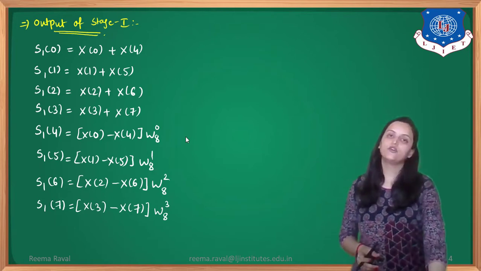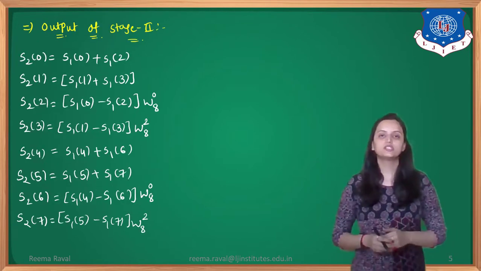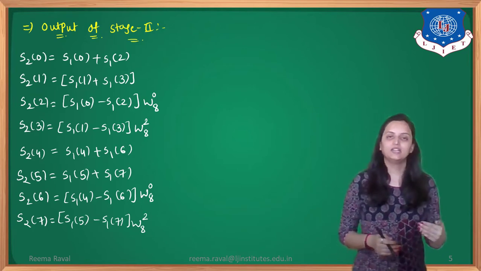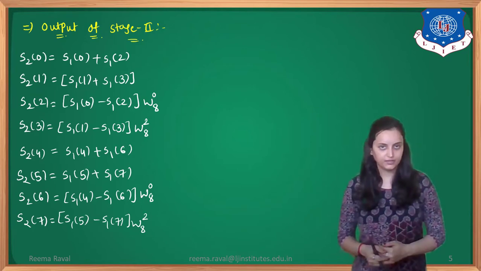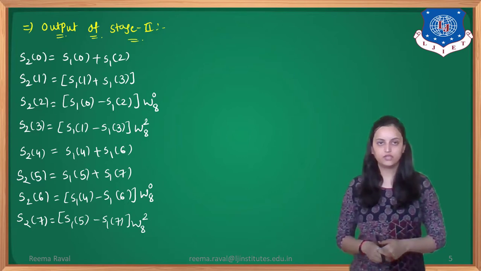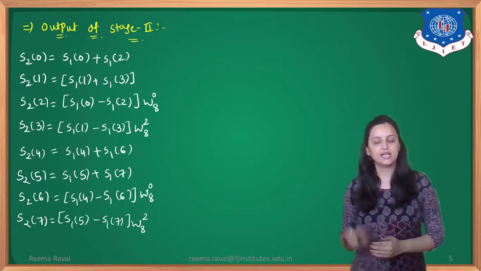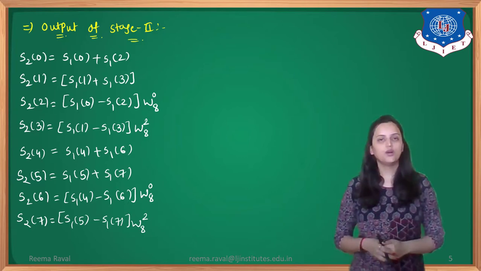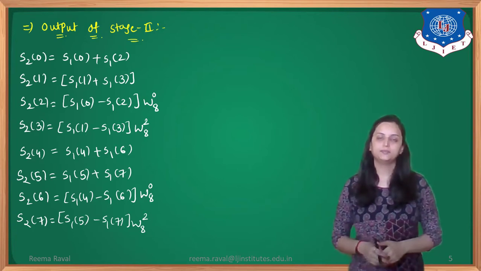In the same way, we are going to calculate for stage 2. The output of stage 2 is like this, starting from s2 of 0 to s2 of 7. Here s2 of 0 equals s1 of 0 plus s1 of 2. s2 of 1 equals s1 of 1 plus s1 of 3.